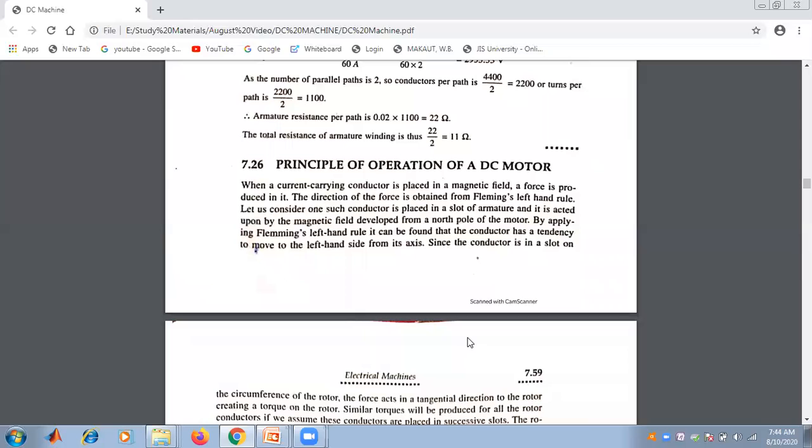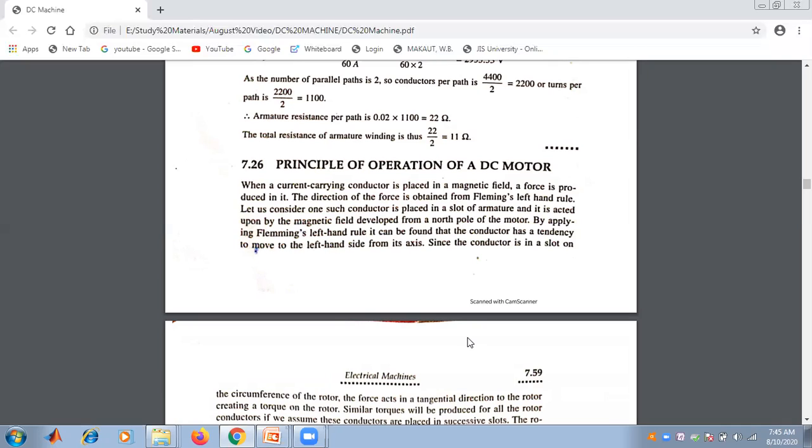Now another part of our discussion is the principle of operation of a DC motor. When a current carrying conductor is placed in a magnetic field, a force is produced in it. The direction of the force is obtained from Fleming's left hand rule. Let us consider that one such conductor is placed in a slot of the armature and it is acted upon by the magnetic field developed from a north pole of the motor.